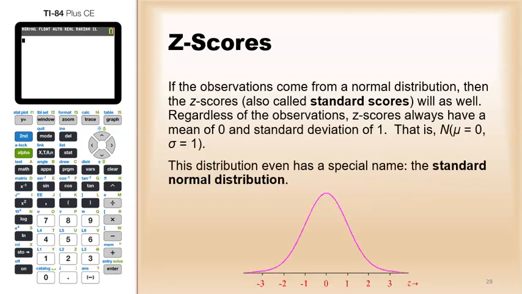If the observations come from a normal distribution, then the z-scores will also be normal. Regardless of the observations, z-scores will always have a mean of 0 and a standard deviation of 1. That is, they will come from a normal distribution with mu equals 0, sigma equals 1. This distribution even has a special name. We call it the standard normal distribution.